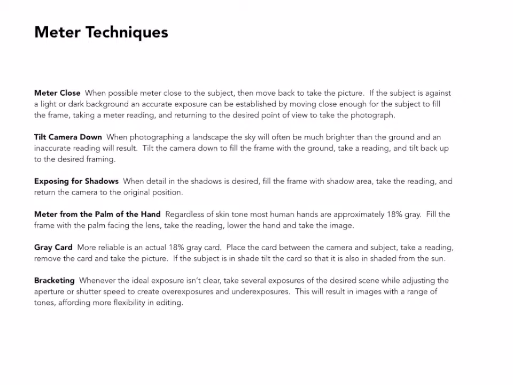Bracketing. Whenever the ideal exposure isn't clear, take several exposures of the desired scene while adjusting the aperture or shutter speed to create overexposures and underexposures. This will result in images with a range of tones, affording more flexibility in editing later on.